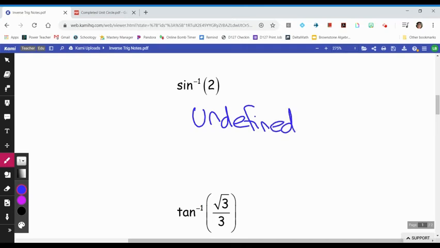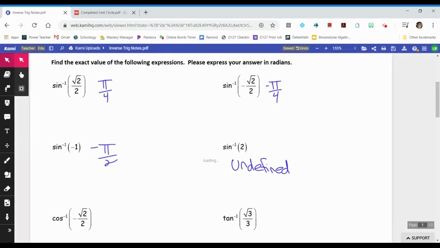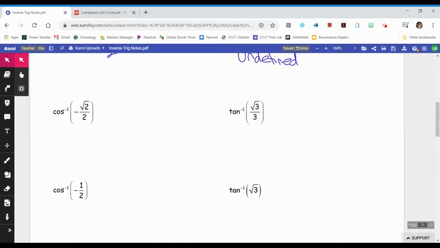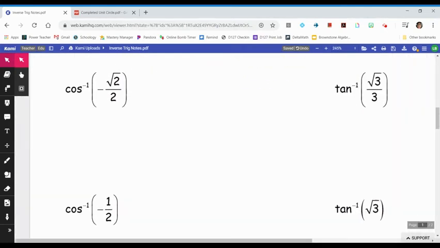And again, that's because 2, the input value, does not fall in our sine inverse domain, which is negative 1 to positive 1. So now that we've practiced with sine, let's look at our other two functions. Next, I'd like to focus on cosine. Cosine is a little bit different than sine in the fact that we're looking at different quadrants. If you look back up at the chart at the top, we're looking at quadrant 1 and quadrant 2.